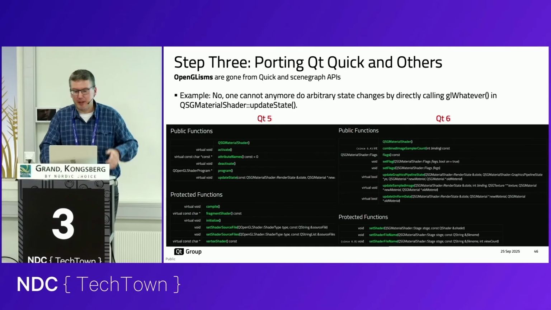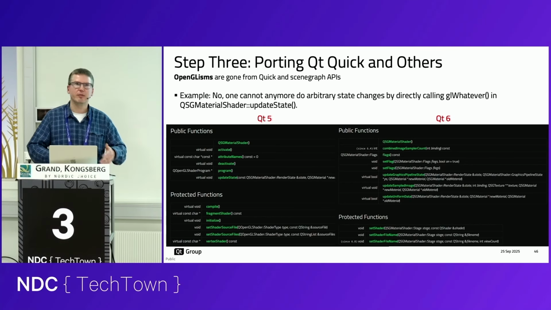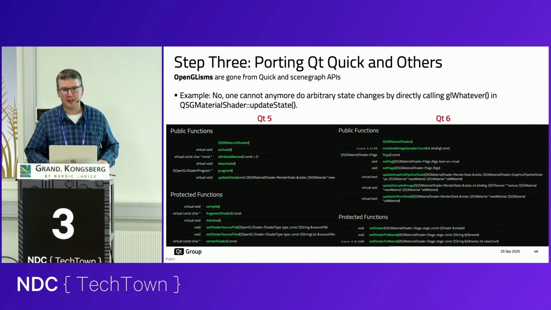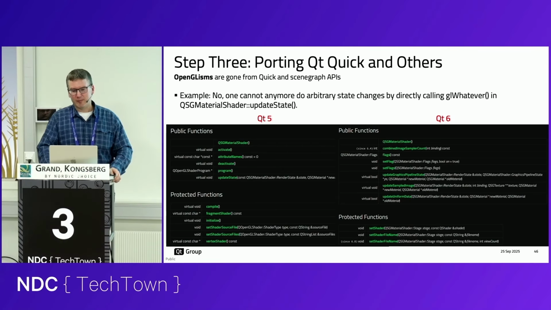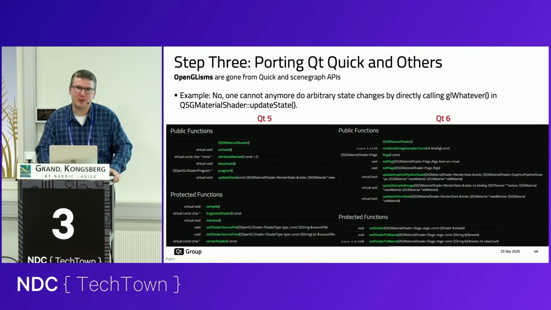So instead, we have three virtuals where basically you just tell us what you want, what texture should be used for this binding point, or what should be the blend state, like in updateGraphicsPipeline. We give you a struct and you set a few things, and then the renderer takes care of that. So it's a bit high level. You just describe what you want to do, whereas in Qt 5, you just went directly to OpenGL and did that, which is a bit funny, but yeah.